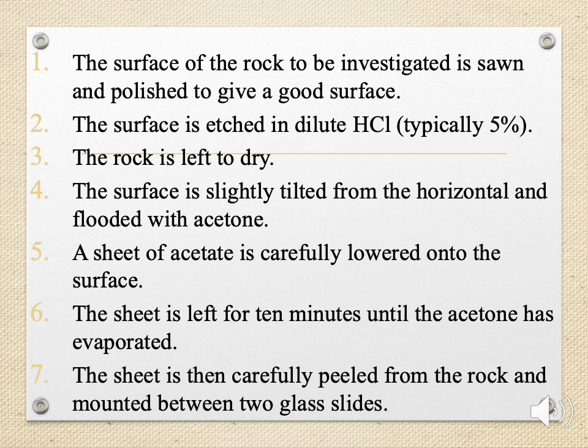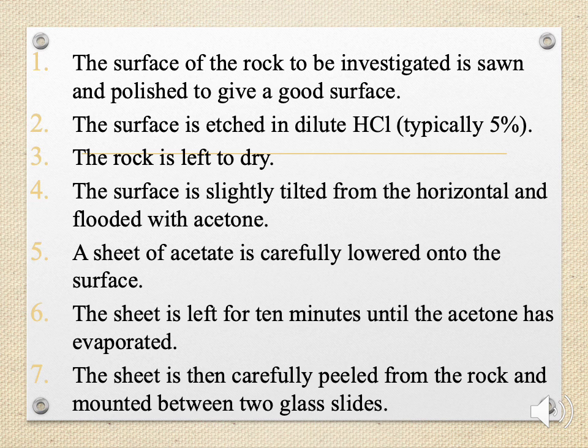So now we're talking about the peels. Now, the surface of the rock to be investigated is sawn and polished to give a good surface. You polish it in the same way that you would polish a rock to put on a slide. You polish it with silicon carbide and water. Then the surface is etched with a dilute hydrochloric acid, typically about a 5% solution of hydrochloric acid in distilled water, and then you leave the rock to dry, maybe 5 minutes or so.